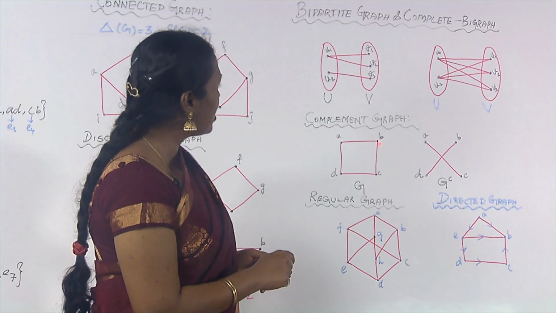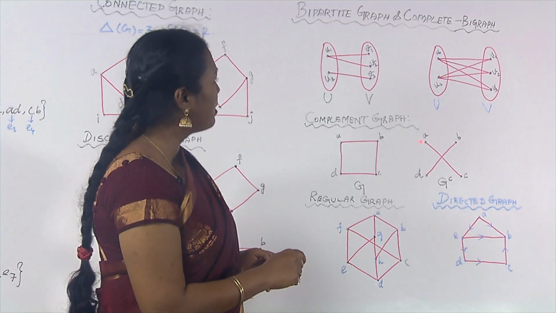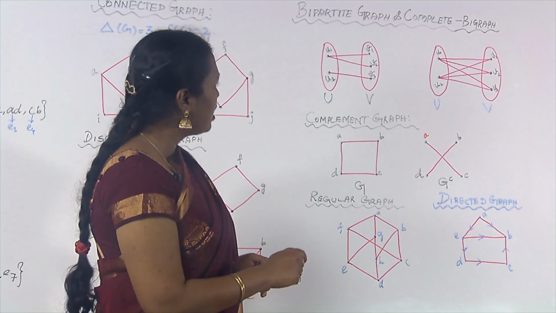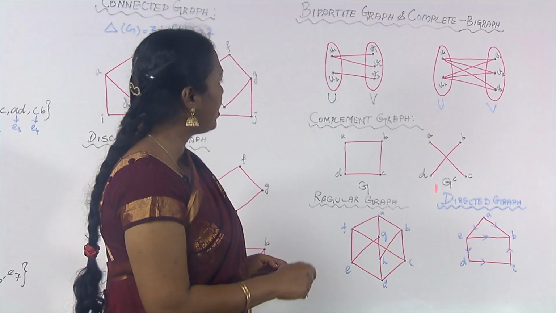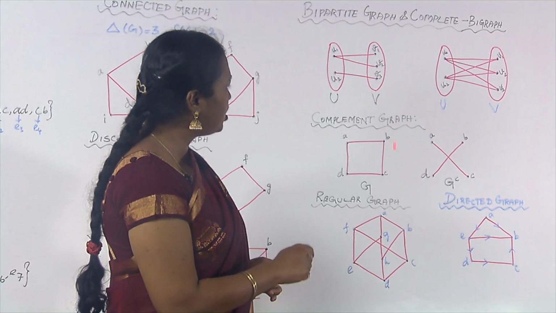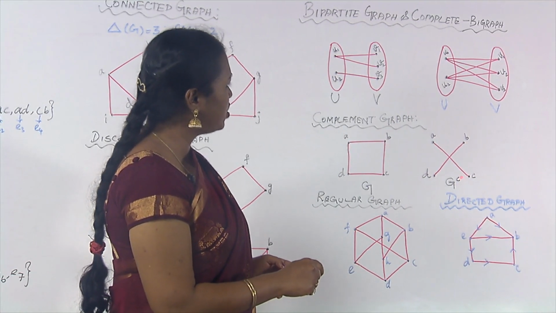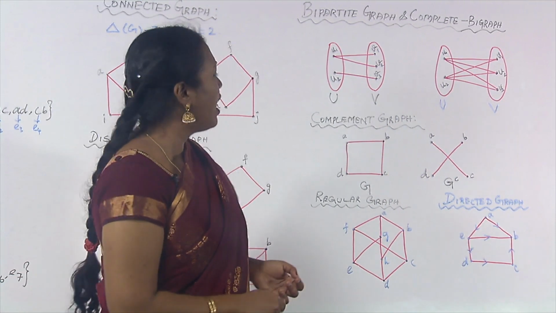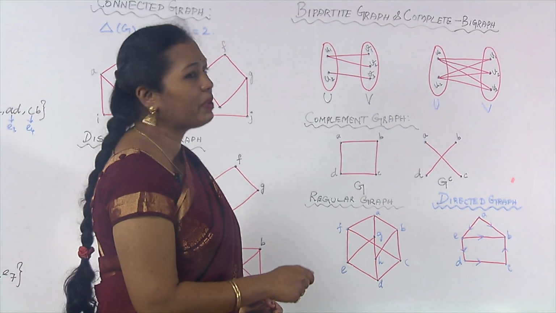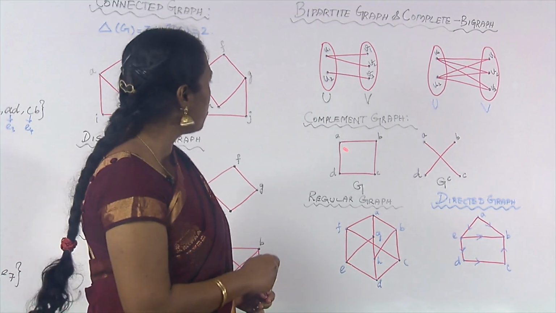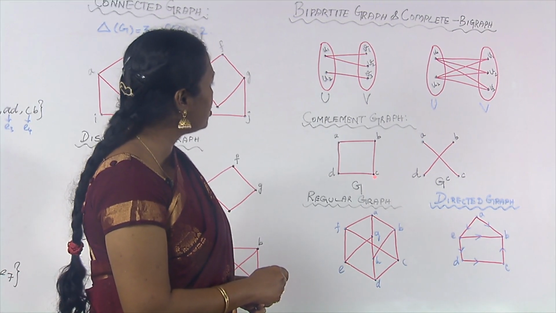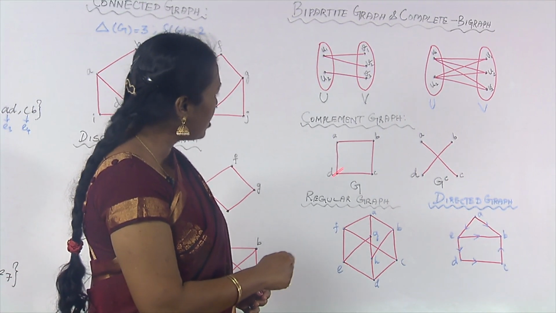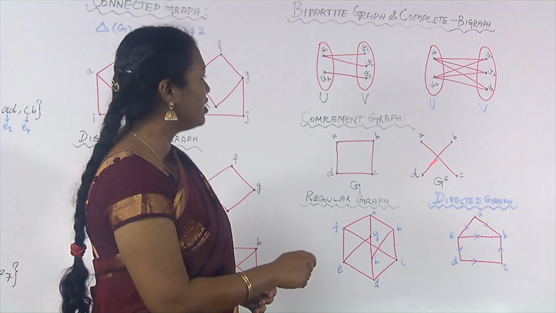So, if AB is an edge in G, G complement does not have AB as an edge. If AD is an edge in G, G complement does not have AD, and BC is an edge in G but BC is not an edge in G complement, likewise for DC. So, what are the edges then? Anything which is not an edge in G will become an edge in G complement. So, AC is not an edge in G, but it is an edge in G complement. BD is not an edge in G, but it is an edge in G complement.